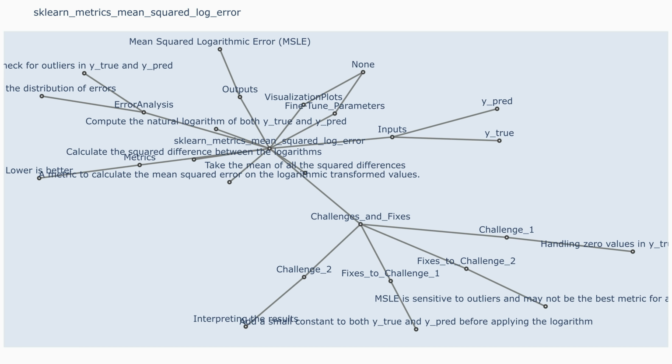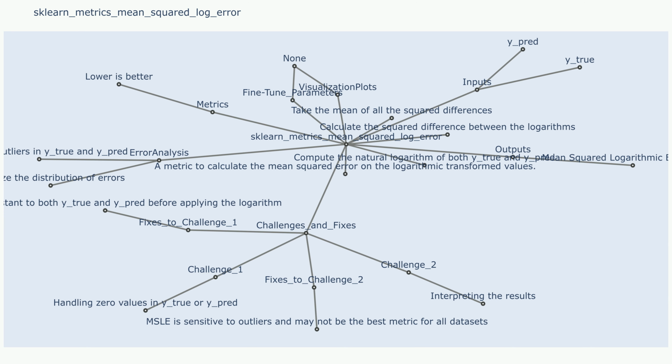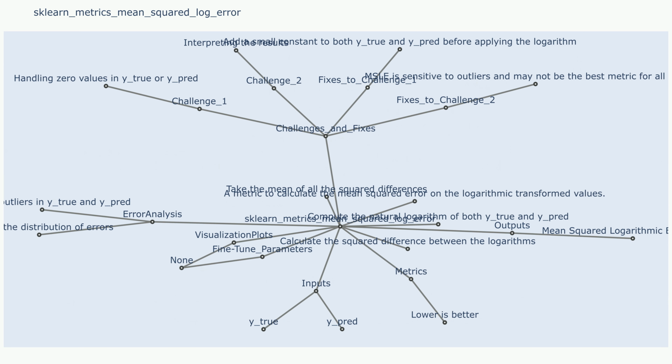sklearn metrics mean squared log error. Description: explain in detail the mean squared logarithmic error. MSLE is a regression metric that measures the difference between the logarithms of predicted and actual values. It is particularly useful for tasks where the target variable has a wide range of values and is exponentially distributed.